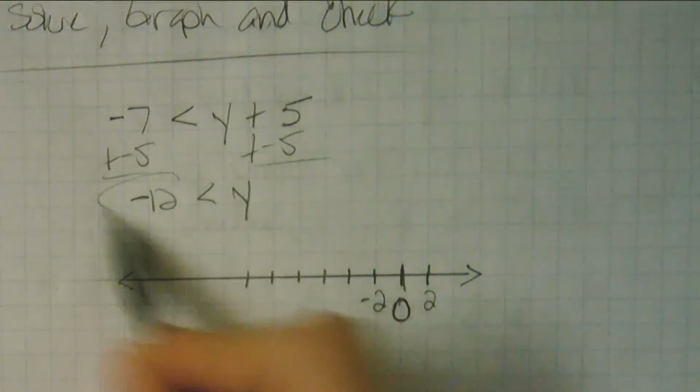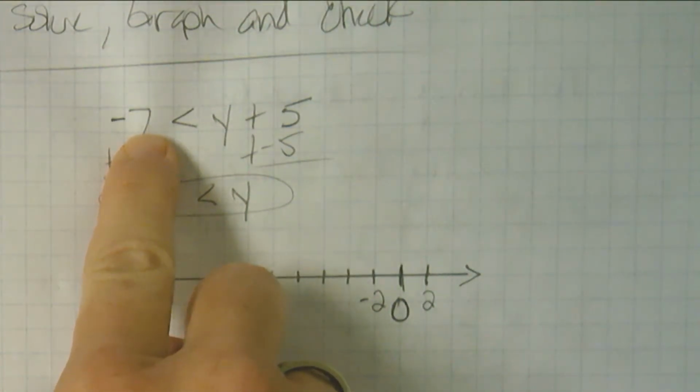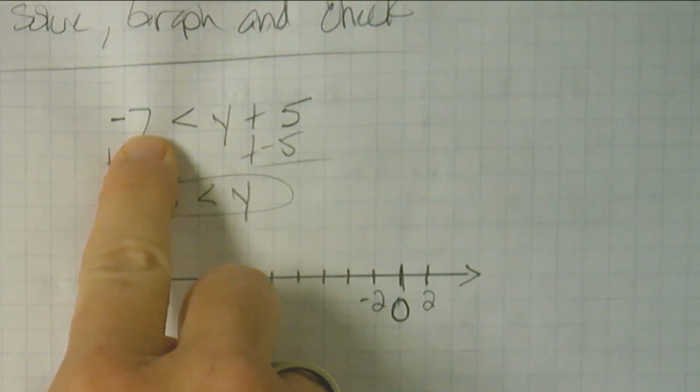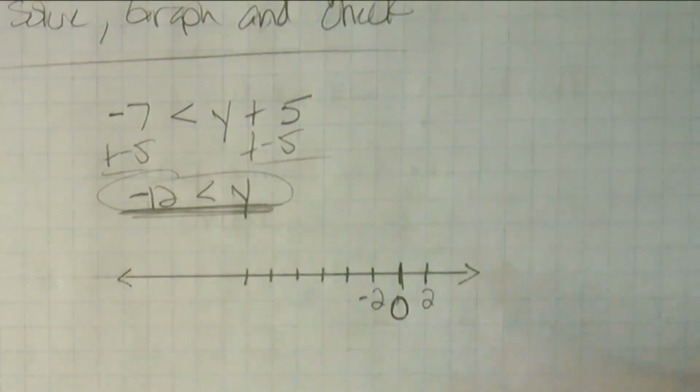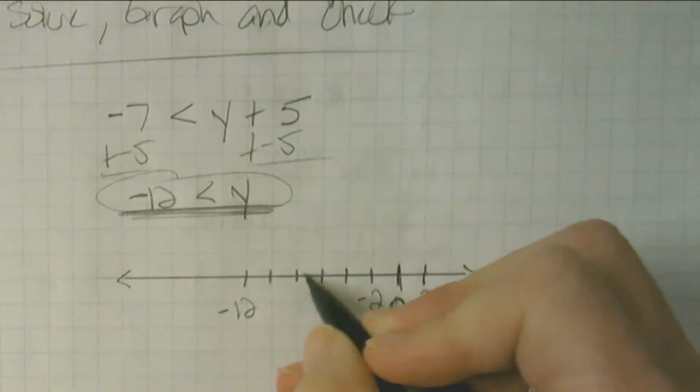Excellent. I want to point out there will be people who go back to that -7 because that's what the original inequality had by itself. Don't go back there. We are graphing our solution. All right, so Blythe, here's my -12. So 2, 4, 6, 8, 10, 12.